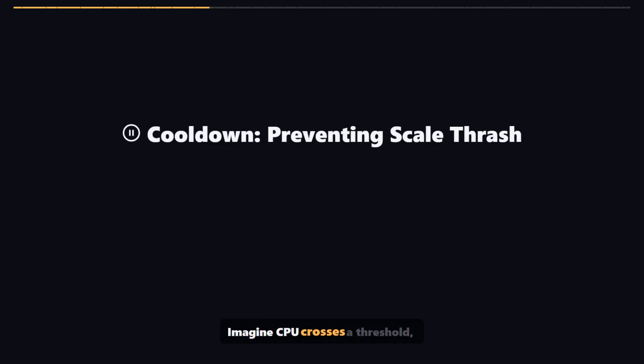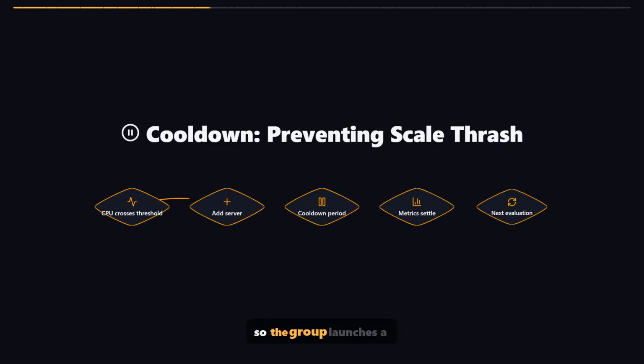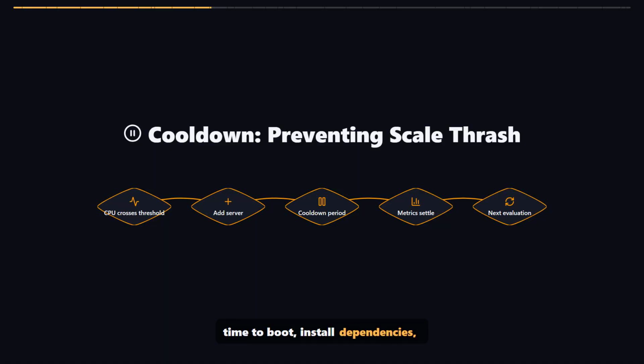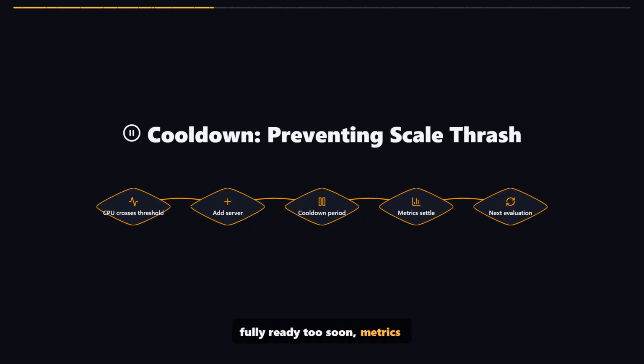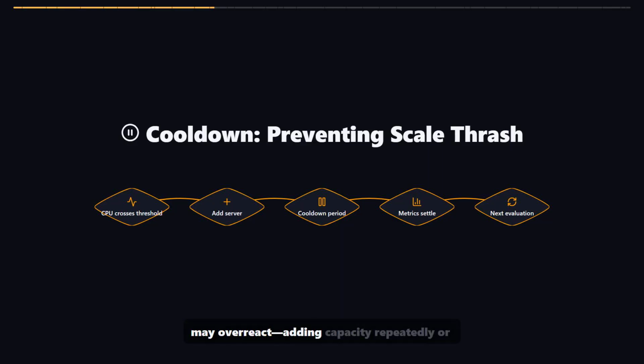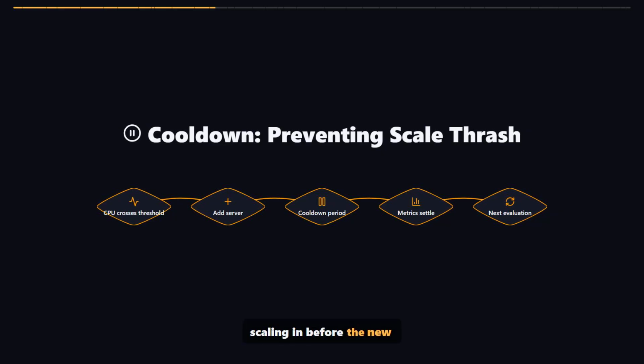Imagine CPU crosses a threshold, so the group launches a new instance. That instance takes time to boot, install dependencies, start the application, and register as healthy. If the scaling system counts that instance as fully ready too soon, metrics can become misleading. The group may overreact, adding capacity repeatedly or scaling in before the new capacity has had a chance to help.